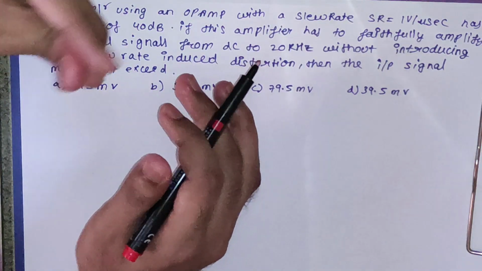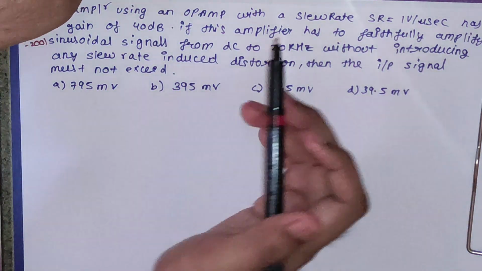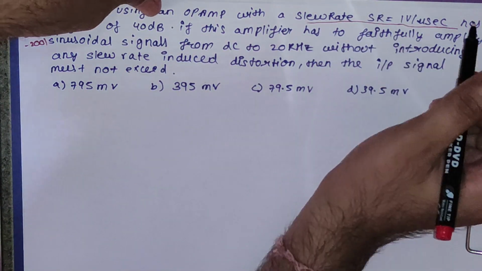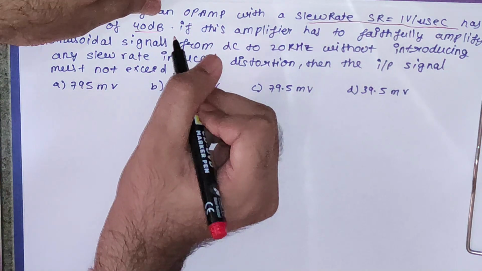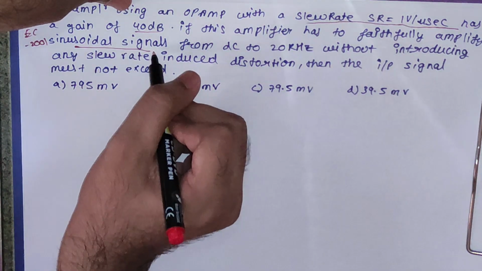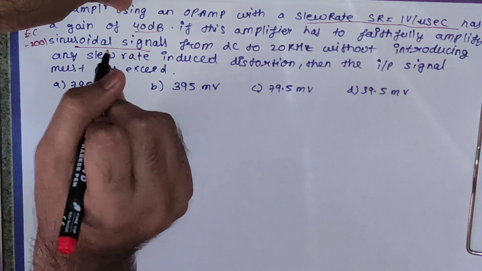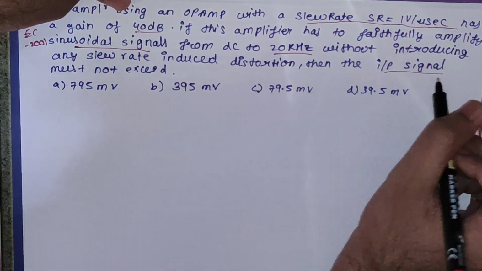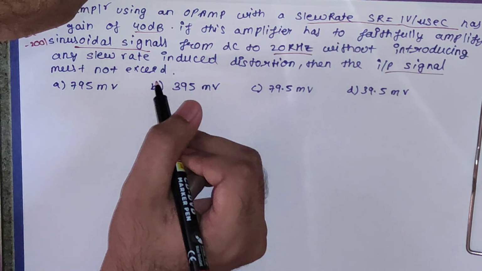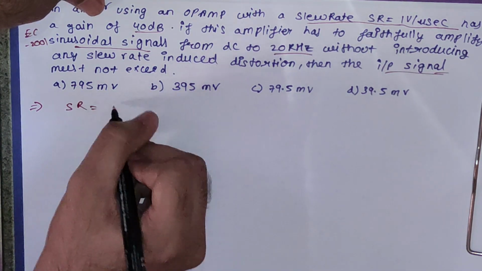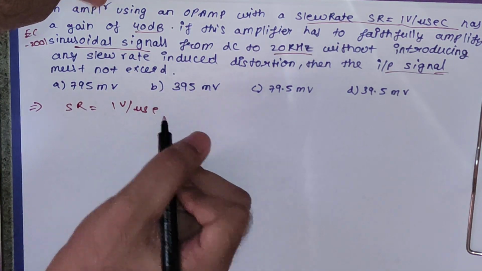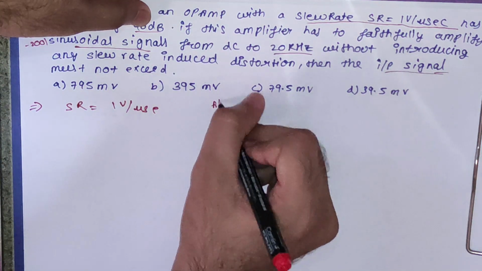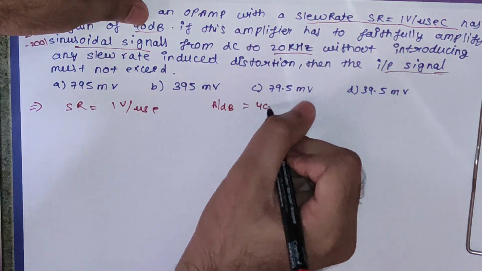Okay, now this question is somewhat tricky because here you have a slew rate and also a gain, and a sinusoidal signal is given. The input signal is sinusoidal with a known frequency, and you have to find out the input signal amplitude that must not be exceeded. We have a slew rate of 1 volt per microsecond.